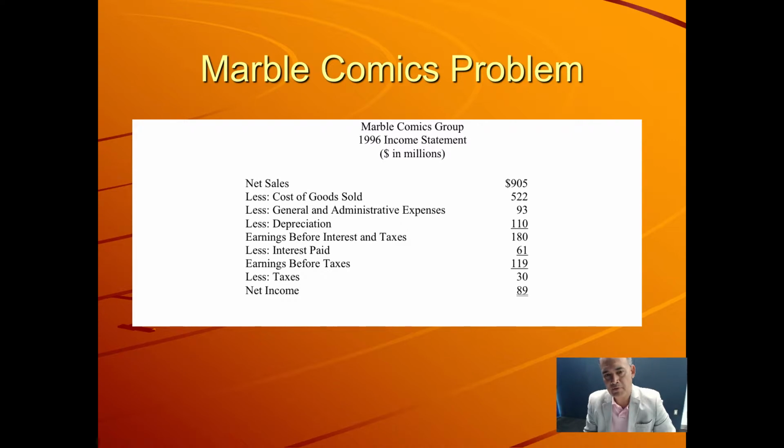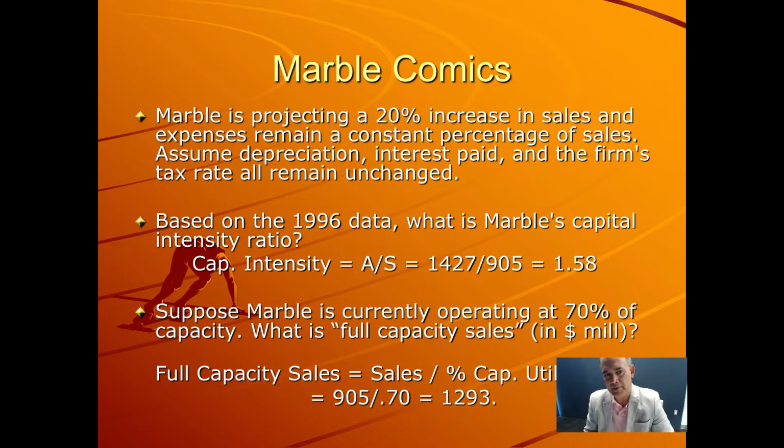We also are being provided with the income statement for the company for 1996, and out of here we could see that my net sales for that year was 905, okay, and net income is 89. So the question here is the following: if Marvel is projecting a 20% increase in sales and the expenses remain constant as a percentage of sales, assume that depreciation, interest paid, and the firm's tax rate all remain unchanged. So based on 1996 data, what is Marvel's capital intensity ratio?